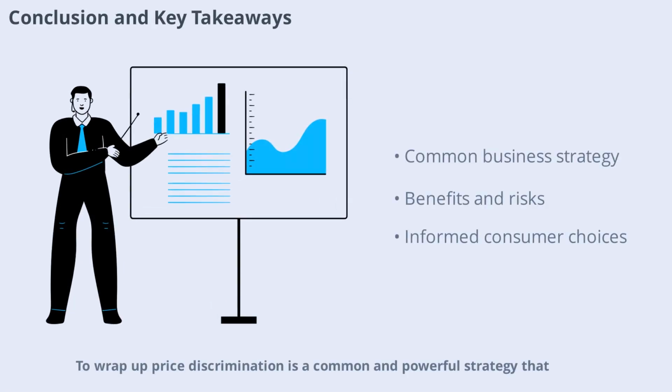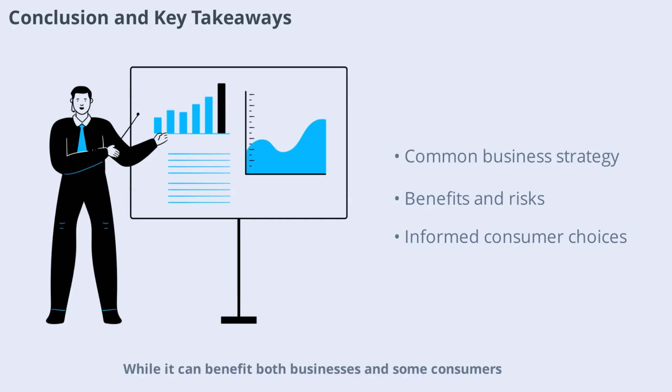To wrap up, price discrimination is a common and powerful strategy that allows firms to charge different prices to different customers. While it can benefit both businesses and some consumers, it also raises important ethical and legal questions. By understanding how price discrimination works, you can make more informed decisions as a consumer and appreciate the complexity behind the prices you see every day.